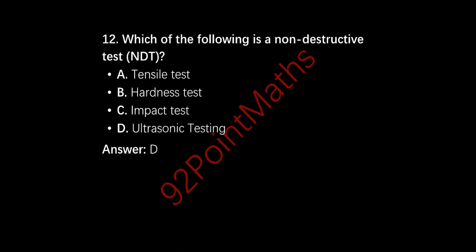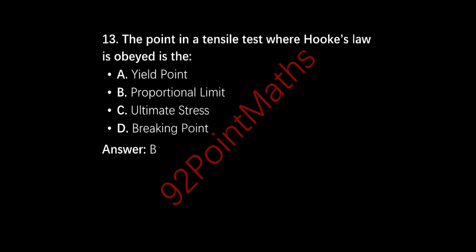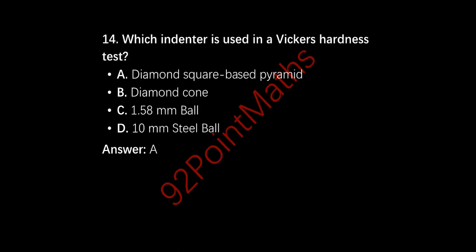Which of the following is a non-destructive test? Option D, ultrasonic testing. The point in a tensile test where Hooke's law is obeyed is option B, proportional limit. Which indenter is used in a Vickers hardness test? Option A, diamond square-based pyramid.